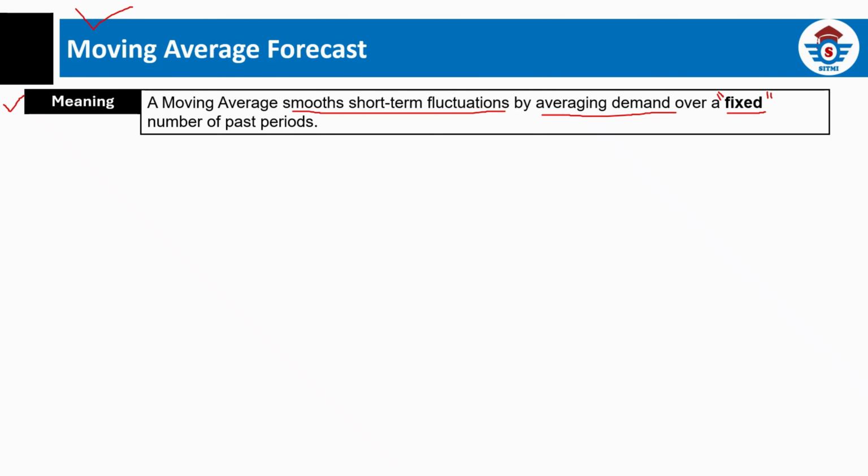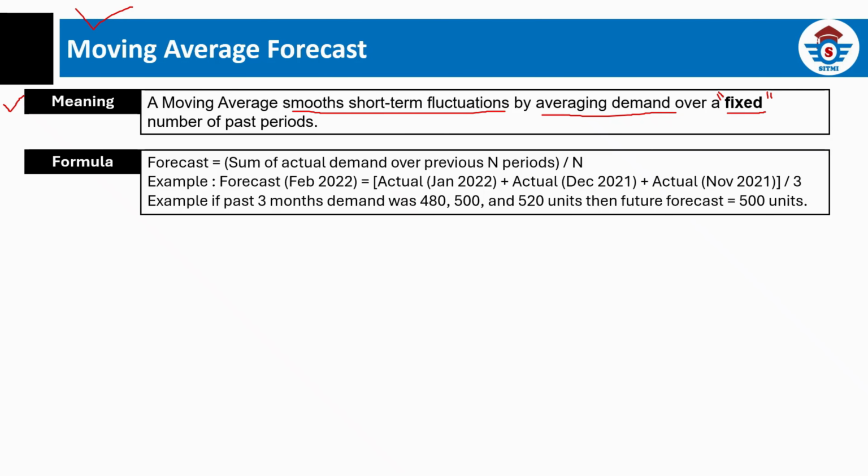A demand planner may use the last 3 months' demand or maybe 6 months of past demand to conclude the future forecast. And it totally depends on the demand planner, by considering past data and business nature. So in this method, instead of reacting to every small change, we focus on the overall pattern.